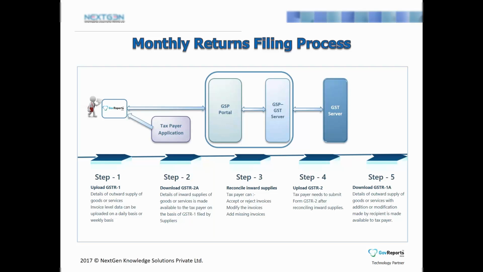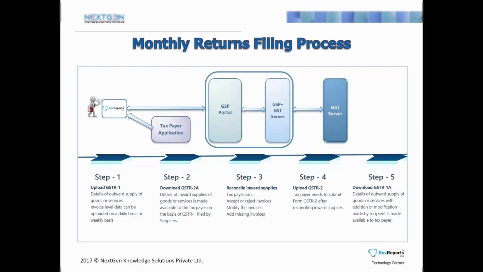So he needs to do the reconciliation. And after the reconciliation is over, then he needs to submit GSTR 2 final form on GST portal. Then step number 5 is like he has first filed GSTR 1. So this GSTR 1 will go to his buyers.